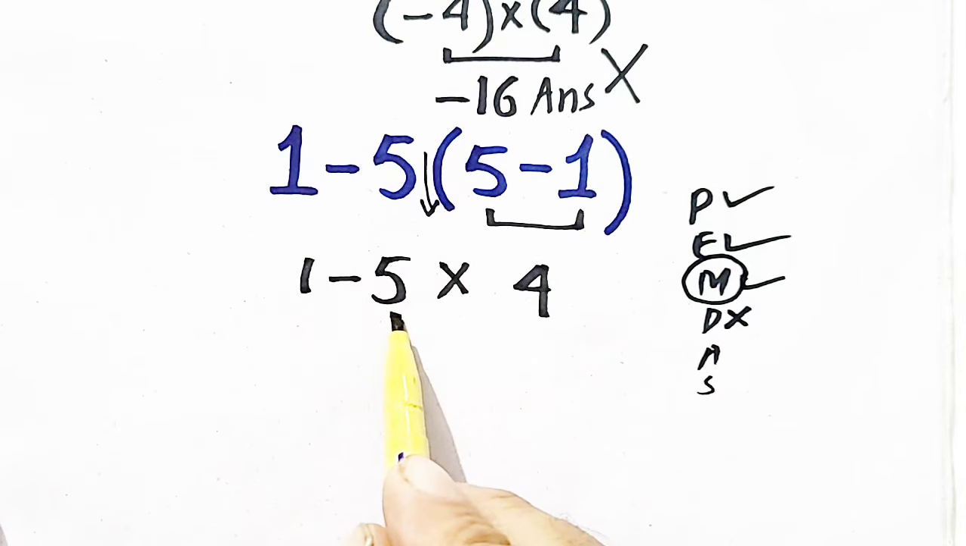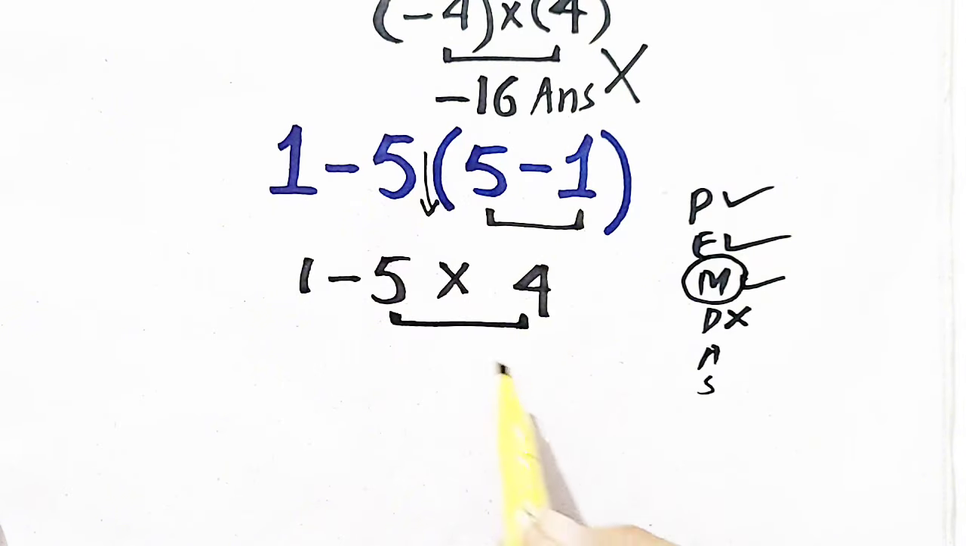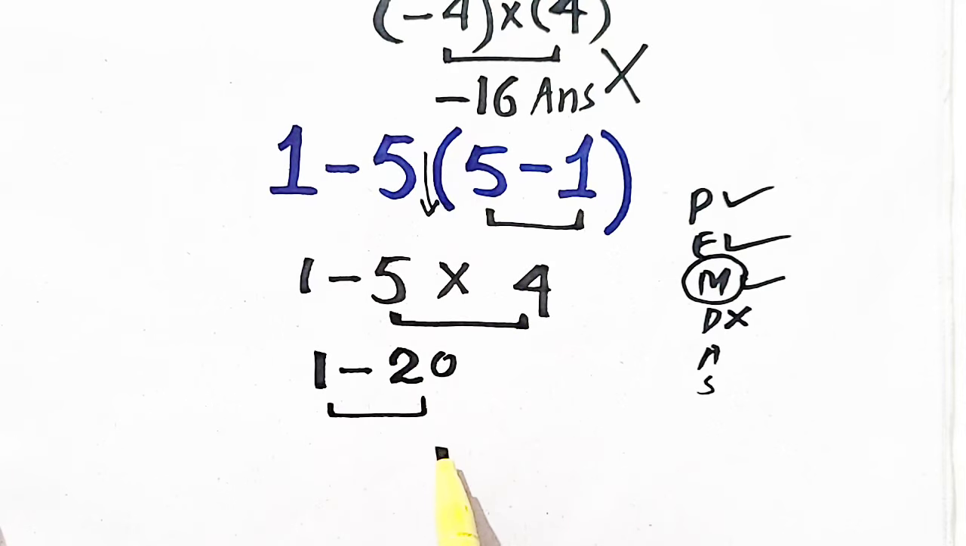So we have to handle 5 times 4. So we will get 1 minus 5 times 4, which is equal to 20. So now 1 minus 20 will be equal to minus 19, which is our correct answer.